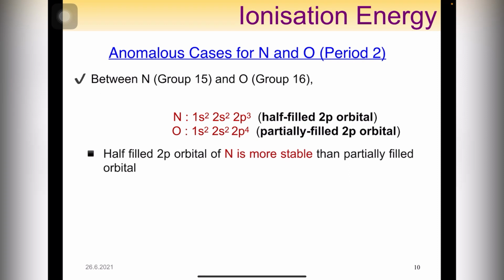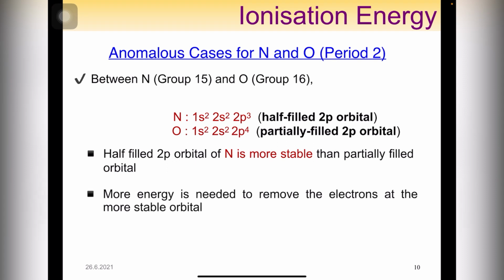So if we compare the half-filled 2p orbital and the partially filled 2p orbital, of course the half-filled 2p orbital of nitrogen is more stable compared to the partially filled orbital. So more energy is needed to remove the electron from the more stable half-filled 2p orbital. So that's why the ionization energy for nitrogen is higher compared to oxygen.